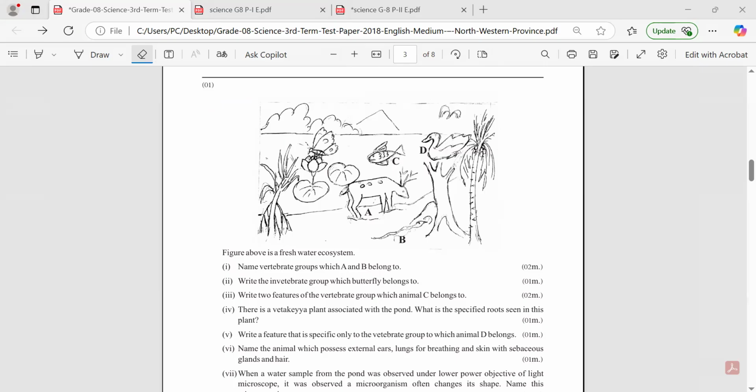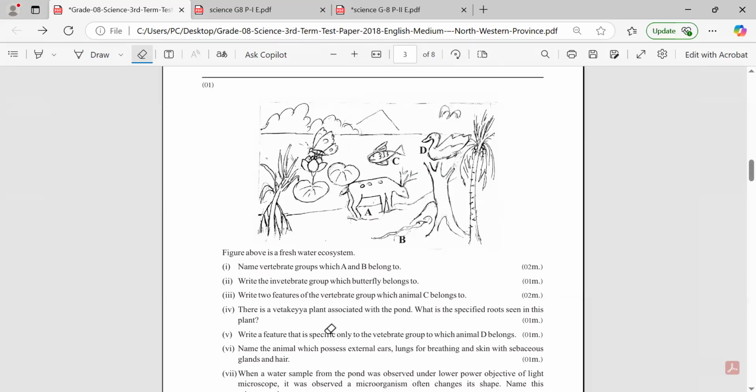It is stilt root, right? And of course, Puta, you can identify that from the picture itself, no? The root is supporting the stem. So when the roots are supporting the stem, we call it stilt roots. Okay? That's from your third lesson. Then let's go for the next question.